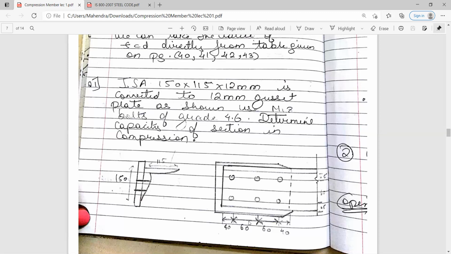is your what? What is this 60? Yes, anyone from you? What is this 60? Which distance is this 60? The distance given from this bolt to this bolt is 60, what is that? Pitch distance. Yes, exactly correct. So it is pitch distance, that is center of this bolt to center of this bolt, that is pitch. So just note down the question and draw the diagram.